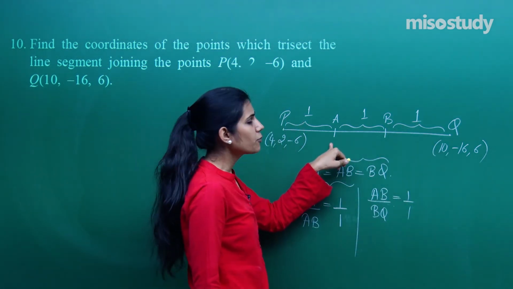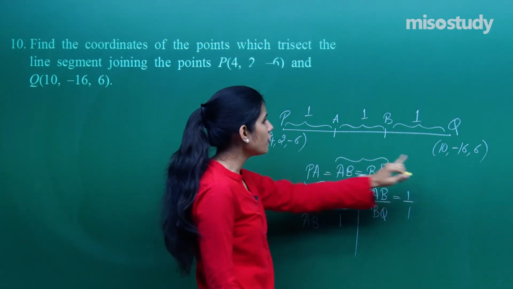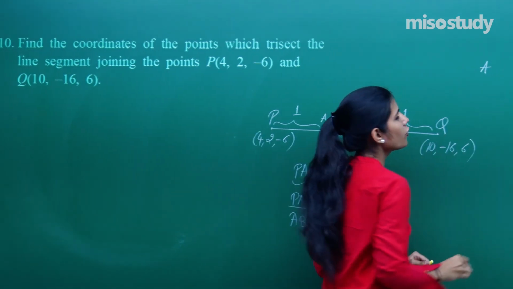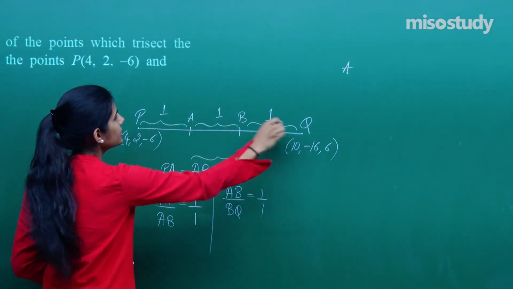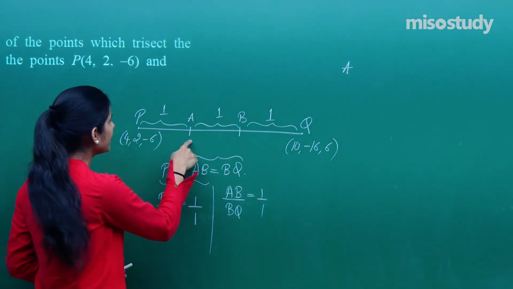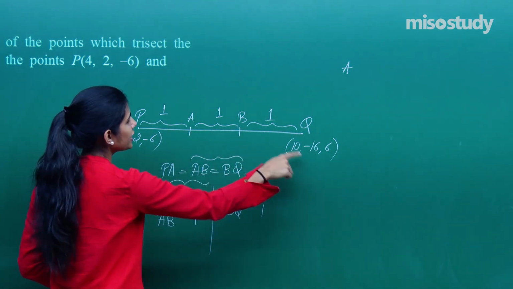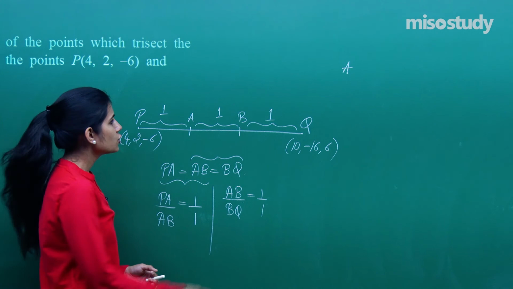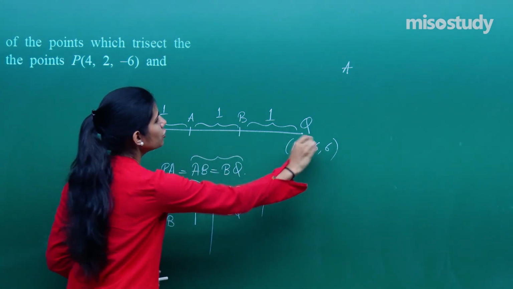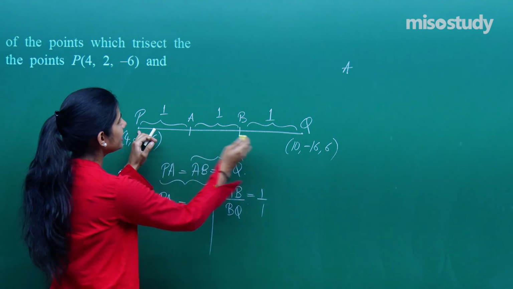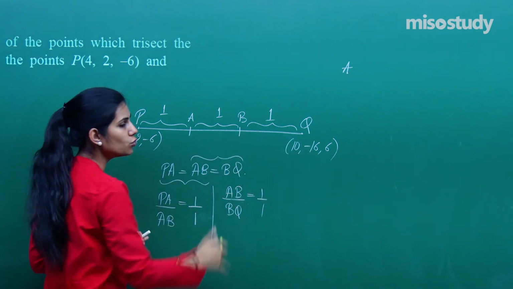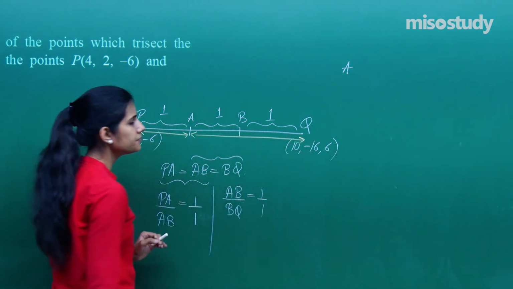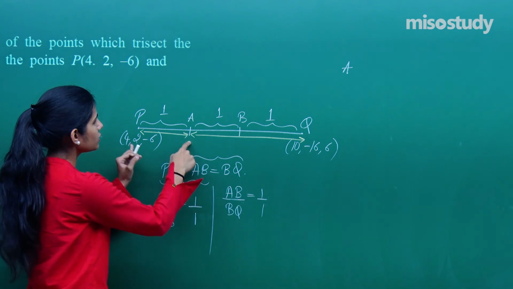If I need to calculate the coordinates of point A and B with the help of coordinates P and Q, I will be first focusing upon A, then focusing upon B. If A is dividing PB in the ratio 1:1, B is dividing AQ in the ratio 1:1, that means A and B are dividing PQ in the ratio 1:1:1. So A would be dividing entire PQ in which ratio? 1:2, isn't it? AP upon AQ is 1:2.